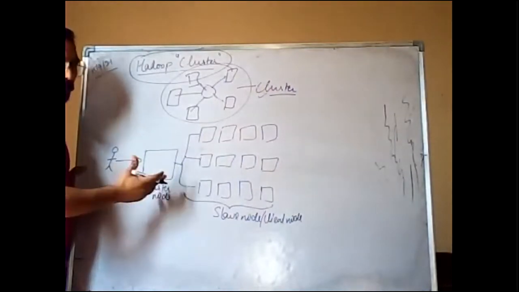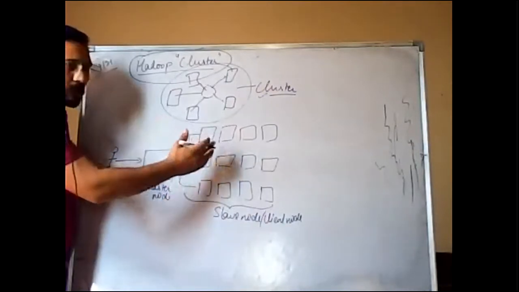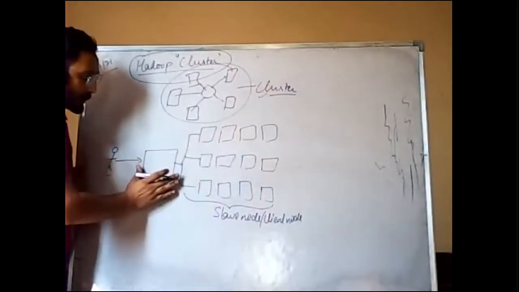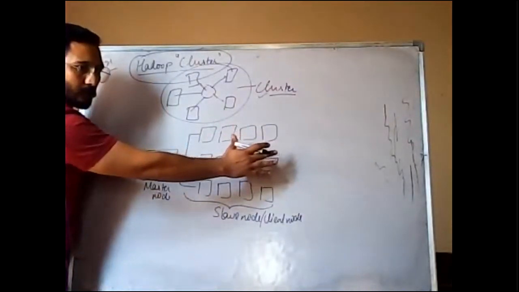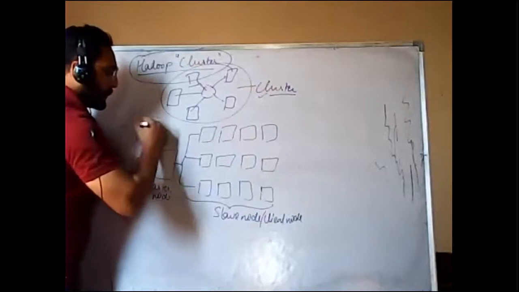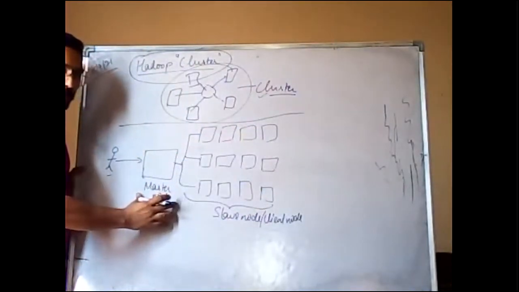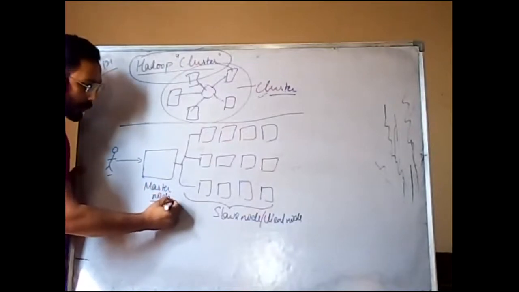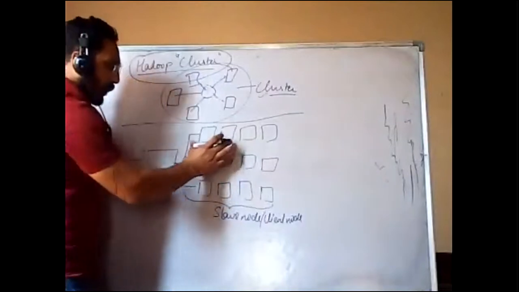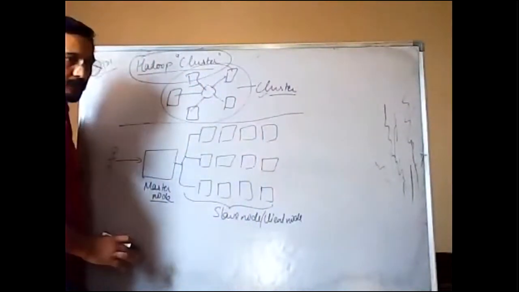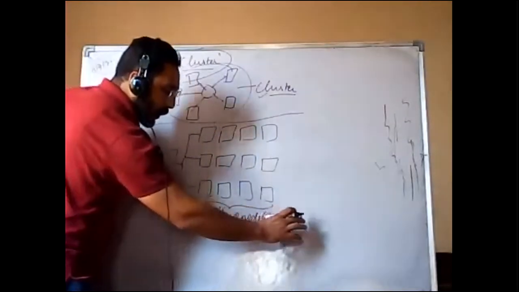In your Hadoop cluster, this is also a collection of computers. This is your main computer, and further these are your sub computers. Your main computer is called a master node, and your sub nodes or sub computers that are connected with the master node are called slave nodes or clients.